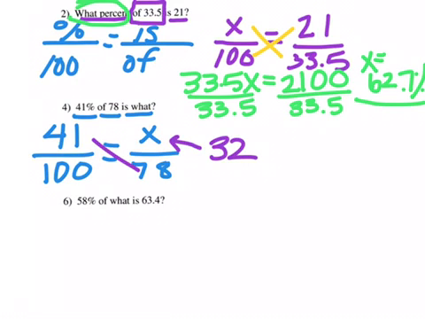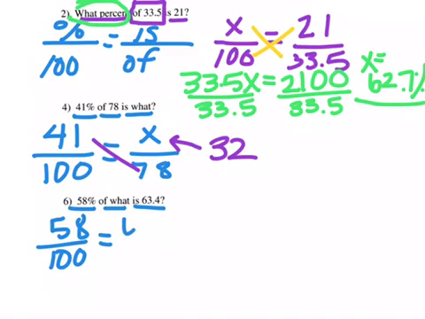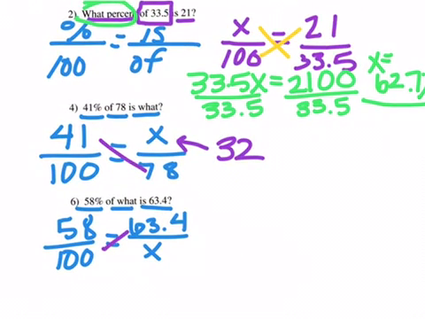The last example we're going to do is just a little different. We have 58% of what is 63.4. So we have 58, which is our percent, always over 100, and then it equals is over of. Well, the is is 63.4, and our of is what? We don't know, so it's an X. Again, you cross multiply and then divide. When we cross multiply, we get 6,340, and that's equal to 58x.